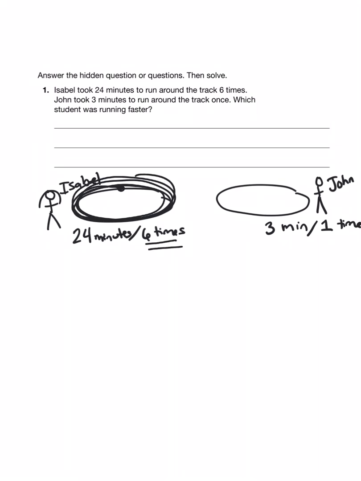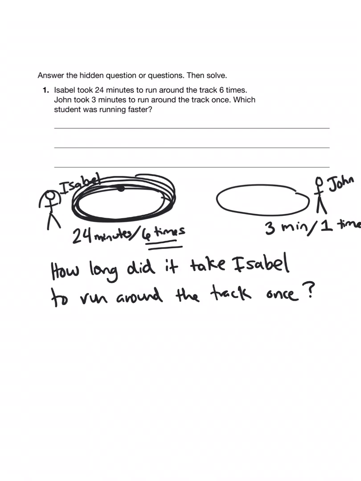So that tells me that the hidden question is, how long did it take Isabel to run around the track just 1 time? Let's assume that she ran at the same speed for each of her 6 laps around the track. If that's the case, we can take her 24 total minutes that she was running, divide it by the 6 times that she lapped the track, and we'll learn that she probably took 4 minutes per lap, or 4 minutes for just 1 time around the track.